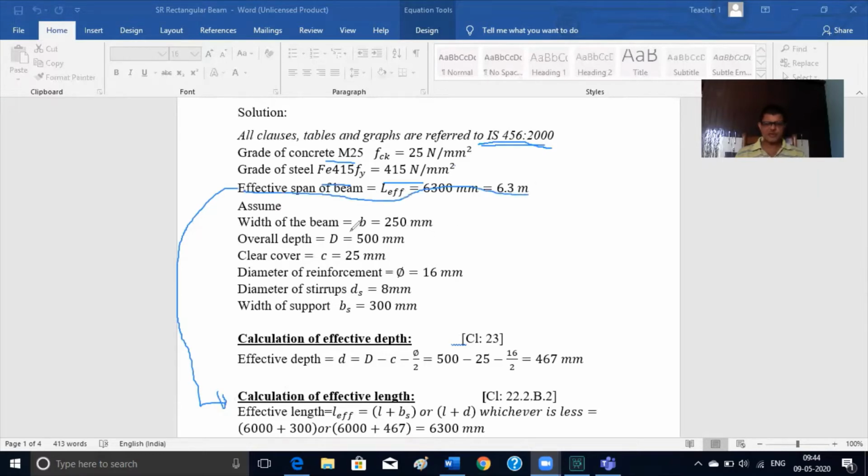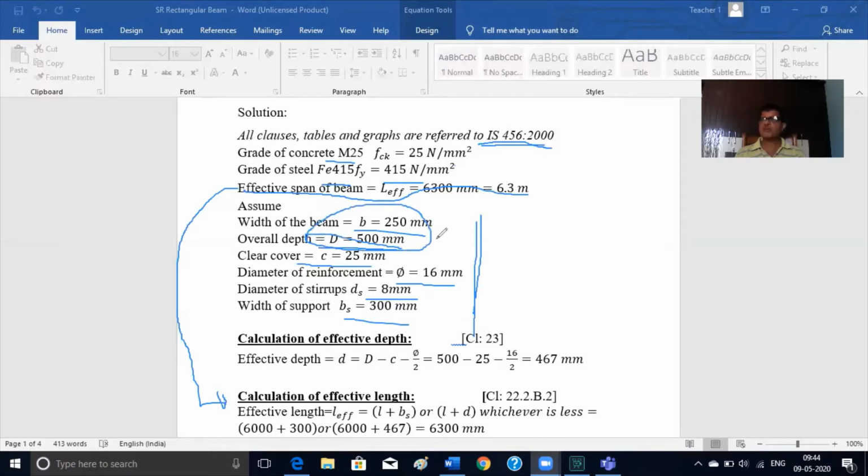And what do you assume? You assume the cross section of the beam, that is not known to you. B is equal to 250, overall depth is 500, cover to reinforcement 25, diameter of bar is 16 millimeter, diameter of the stirrups 8 mm, width of the support 300. So a question may arise in your mind, how to assume this cross section of the beam.